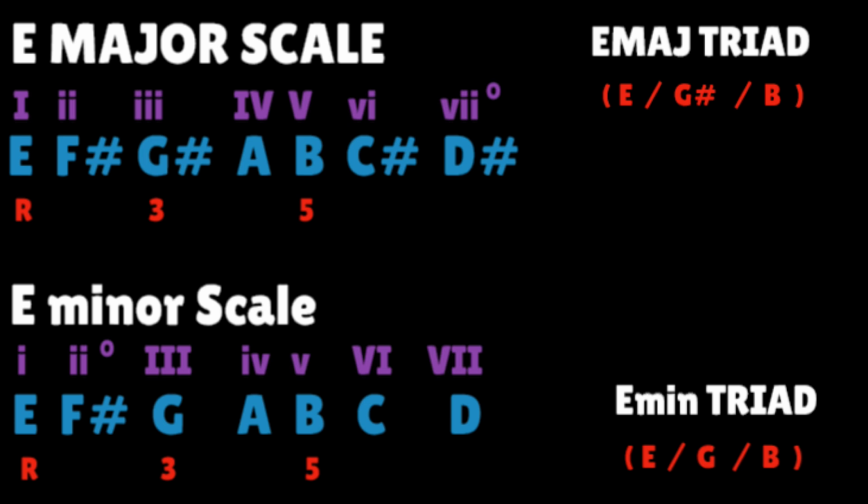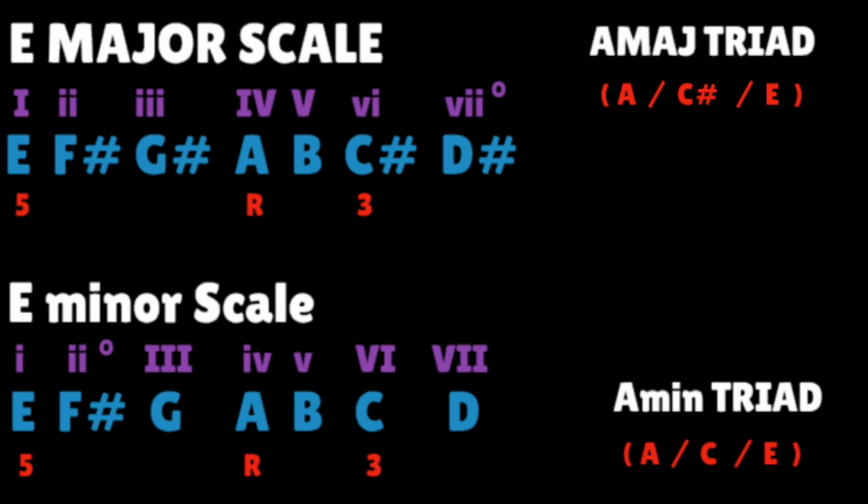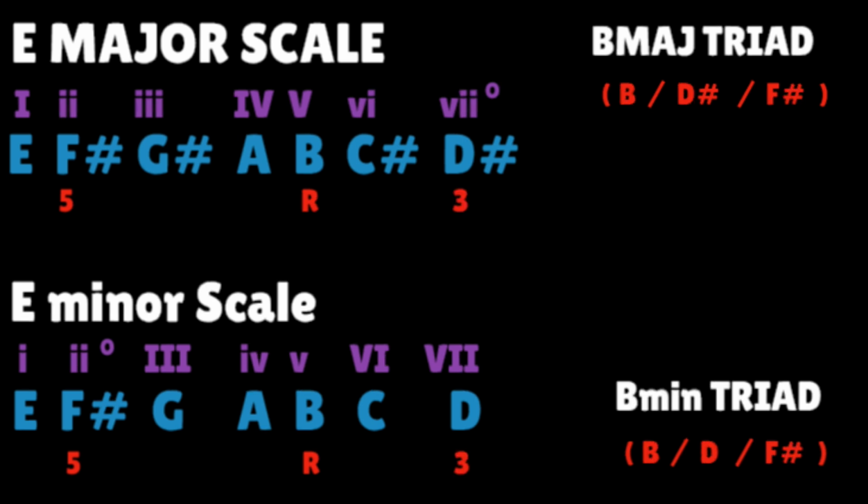So let's see what other chords we can pull out of these scales to compare. We can grab an A major from our E major scale, an A, a C sharp, and an E. And we can grab an A minor from our E minor scale, an A, a C, and an E. We can also grab a B major from our E major scale, a B, a D sharp, and an F sharp. And a B minor from our E minor scale, a B, a D, and an F sharp.